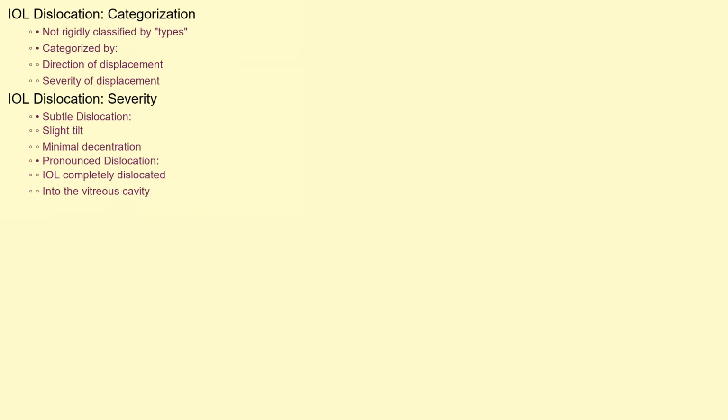While we don't necessarily classify IOL dislocation into rigid types, we can categorize it by the direction and severity of the displacement. It can be subtle, with only a slight tilt or decentration, or it can be more pronounced, with the IOL completely dislocated into the vitreous cavity, the gel-filled space in the back of the eye.